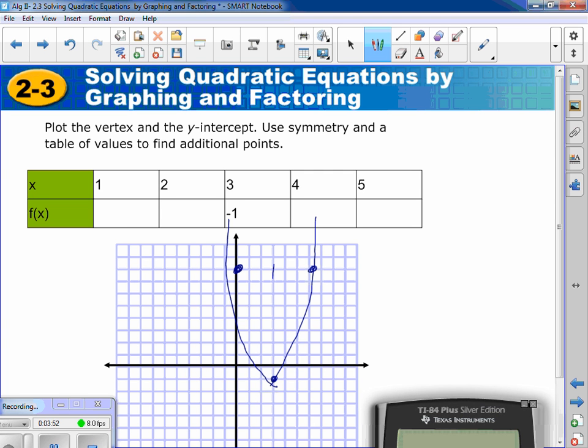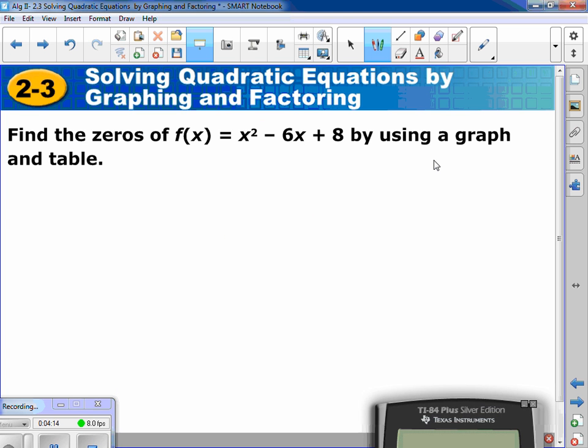If you want to have a better idea of how to do the points, since I knew the vertex is 3, negative 1, I could have picked points below it or points above it and found more points, but you only need 3. Questions? Give this one a try.